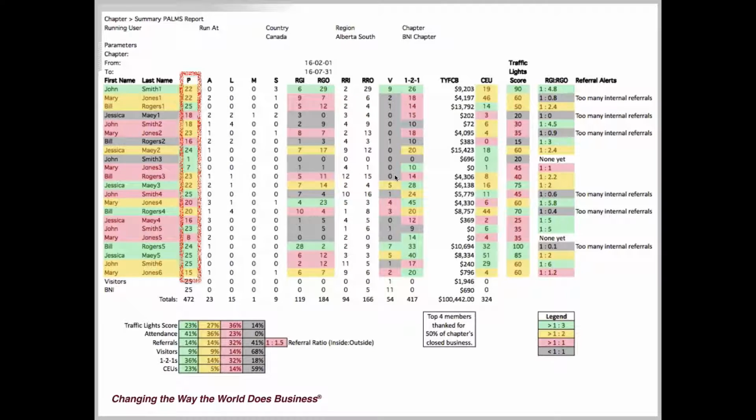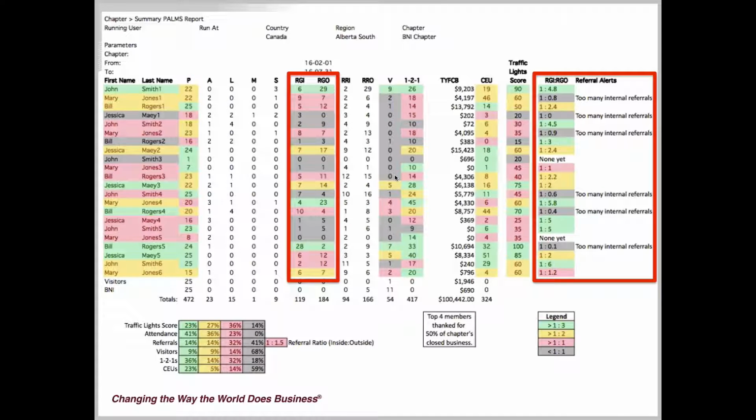Next are referrals. Again, we're shooting for an average of one referral per week. The color of green indicates the member has achieved a greater than one referral per week average. Now over on the right side you can see it goes into a little bit more detail that the traffic lights don't have. First of all, the ratio of referrals given inside the chapter to those given outside the chapter is indicated as a 1 to a number.